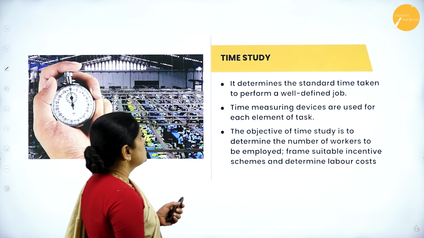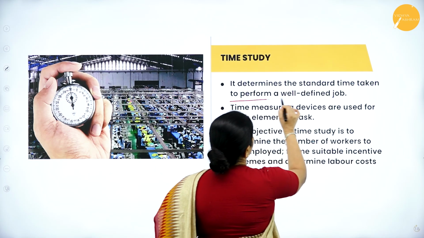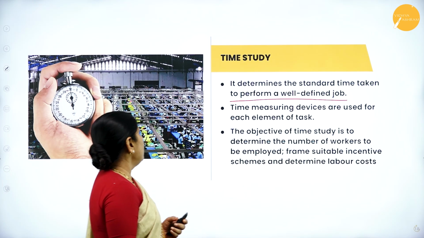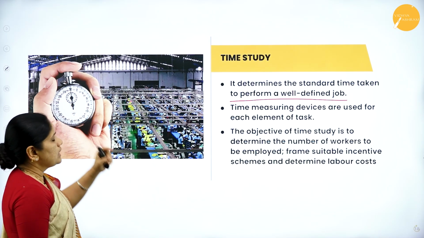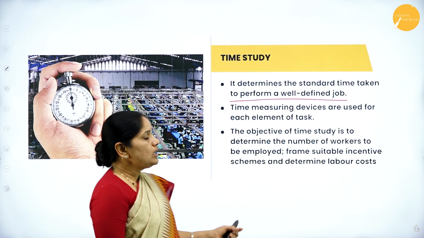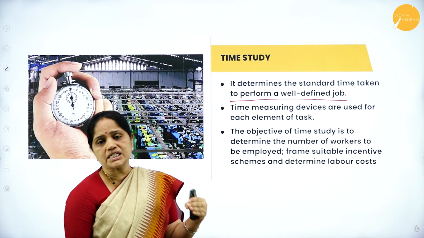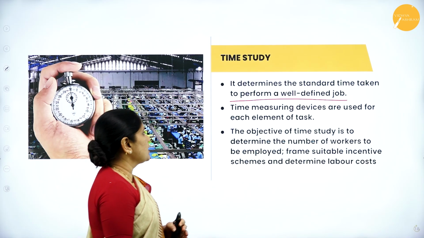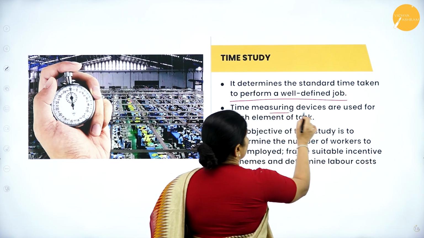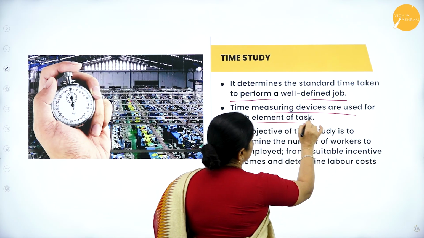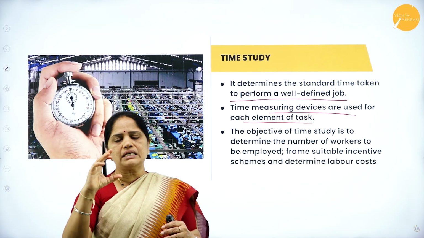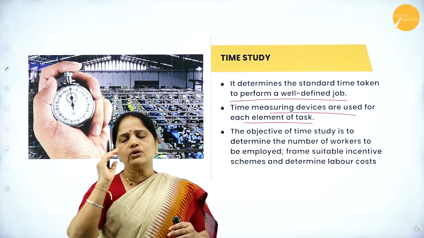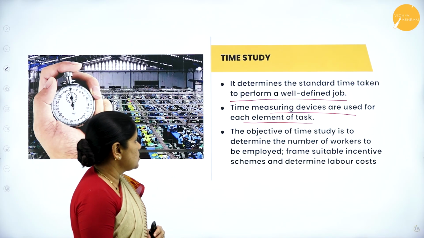Then the next we have the time study. So it determines the standard time taken to perform a well-defined job. So you can see here the production house and you can see the time ticking here. So standard time should be fixed for each job in the organization. The measuring devices are used for each element of task. So for each task, you need to set the time frame. Only then you can make the best use of the resources.